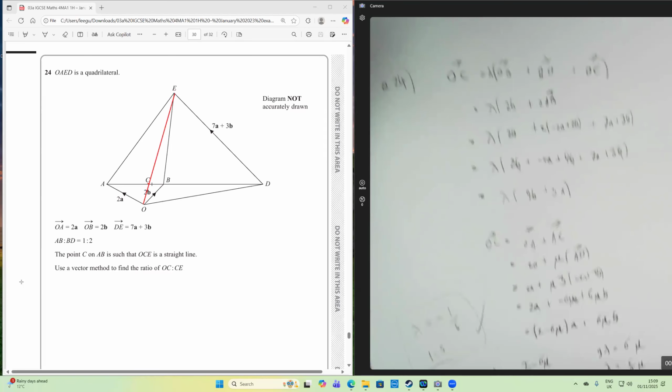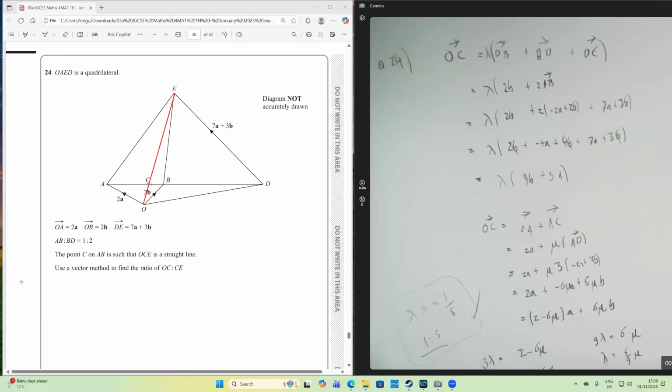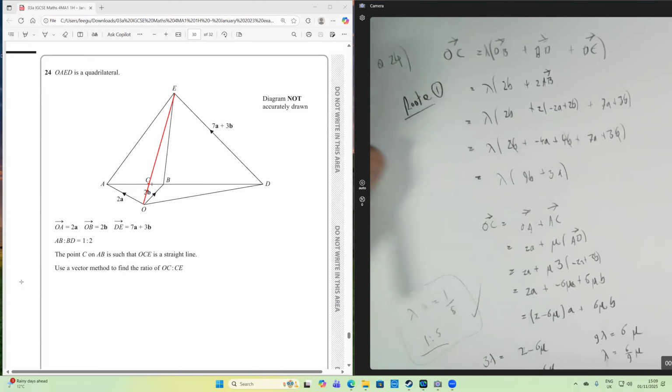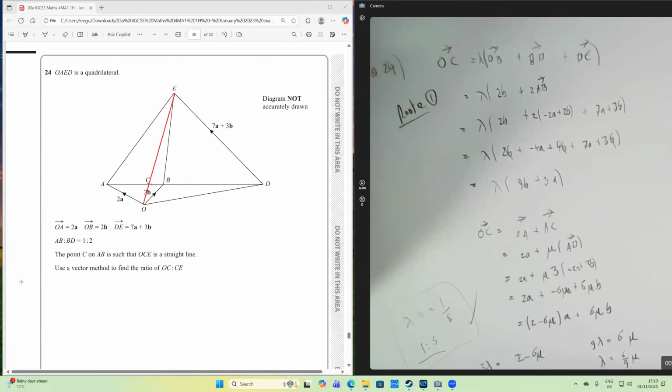Now, remember, the vector method essentially involves finding two different routes that start at the same point and finish at the same point. So I'm going to find two different routes going from O to C. It doesn't really matter how you do this, but because we've got to find the ratio of OC to CE, it makes sense to find two routes going from O to C. It would have been perfectly acceptable to find two routes going from C to E as well. But first of all, let's have a look at the routes to go from O to C.